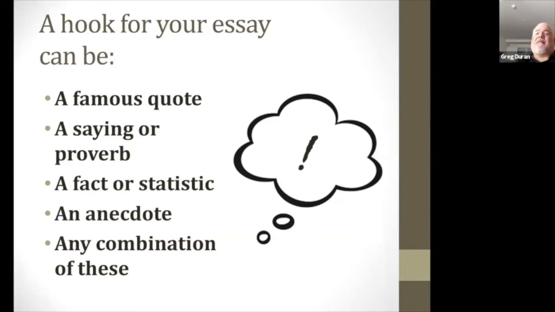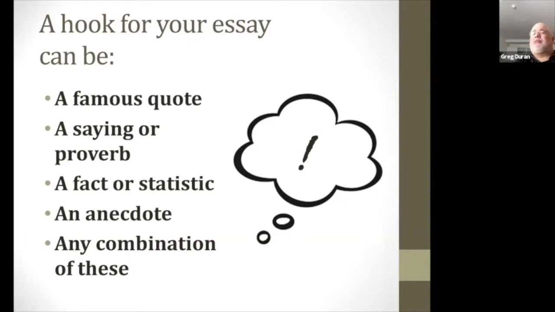You can use a fact or statistic. It should be something a little bit startling or surprising, but not necessarily shocking, but something that makes a reader sit back and say, I didn't know that, or wow, that's really quite a surprising fact.